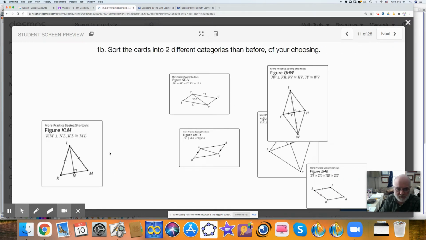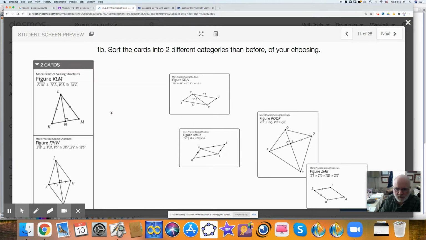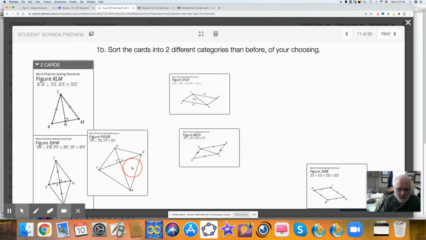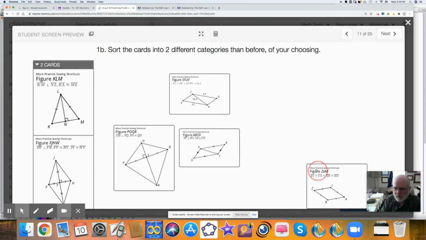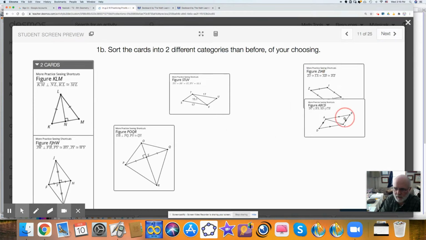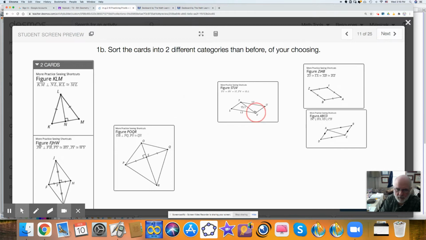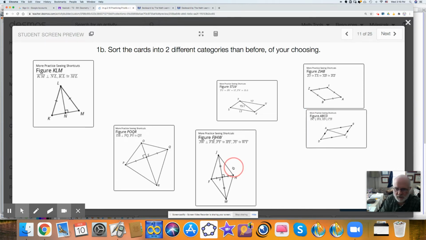Some of the criteria some of my students came up with said these have right angles in them. So this one, these have right angles. This one has a right angle that's marked in it. These others don't. Some person said that they'll put all of the parallelograms together. A rhombus is a parallelogram. Here's a parallelogram. This one looks like a parallelogram. I'm going to tell you right now it's not. And this one is definitely a parallelogram. So put all the parallelograms together, the ones that aren't.